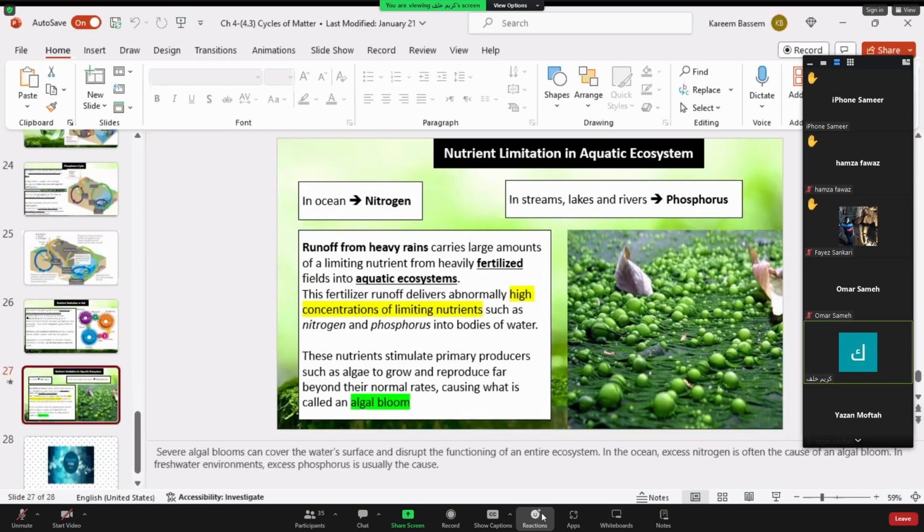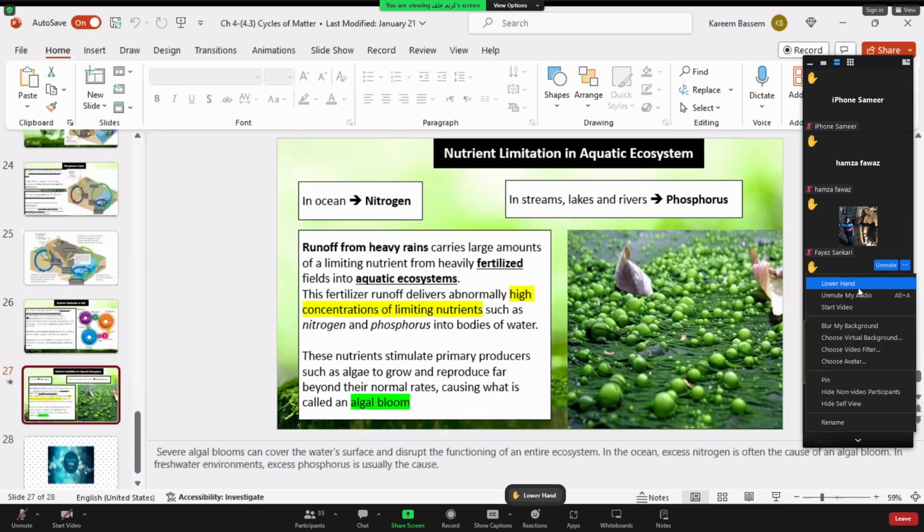It's too much, so it blocks the sunlight. Mister, can I ask a question? Habibi, I'm talking. Do not interrupt this way. Okay, so when there is too much overgrowth of algae, it accumulates on the surface of water. When it dies, as you can see, it prevents sunlight from getting into water. So of course it's bad.